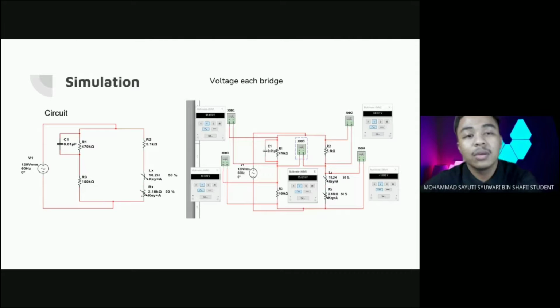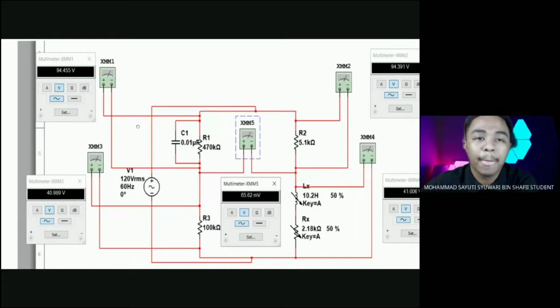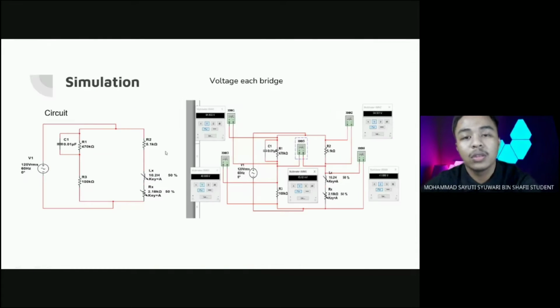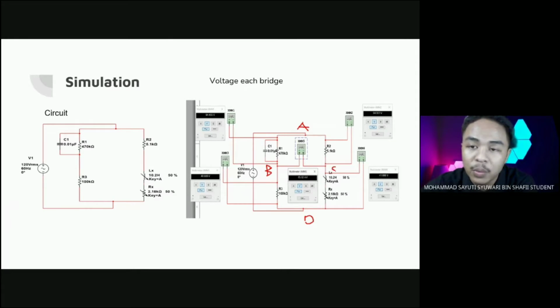What we want to do is find the value of voltage, current, and impedance. First, we look at the value of voltage. Before that, I want to make it easy, so I label it. This is point A, this is point B, and this is point C.